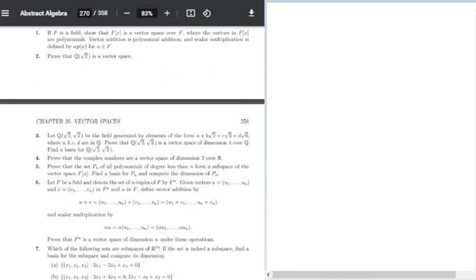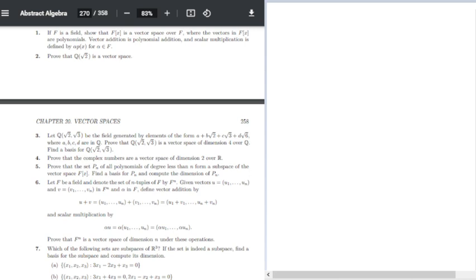All right, so let Q adjoined square root of 2 and square root of 3 be the field generated by elements of the form A plus B square root 2 plus C square root of 3 plus D square root of 6, where A, B, C, and D are in Q. Prove that Q adjoined square root of 2 and square root of 3 is a vector space of dimension 4 over Q. Find a basis for it.